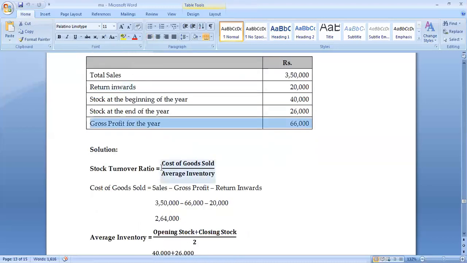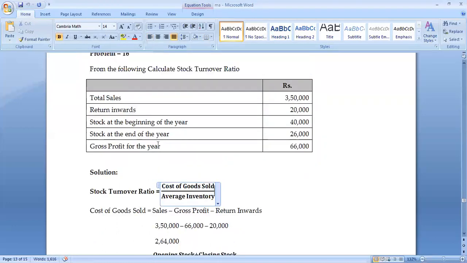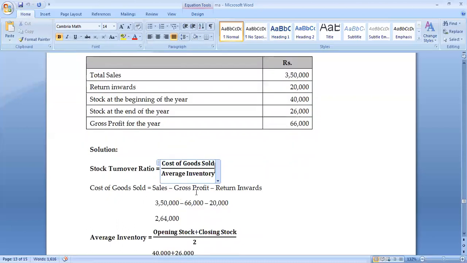So what do we need here? The stock turnover ratio considers the cost of goods sold. See the information given here. Sales is given. Out of the sales, we need only the cost information. So sales minus gross profit minus returns inwards. Sales is 3,50,000, gross profit is 66,000, and returns inwards is 20,000. So now 2,64,000 is the cost of goods sold.